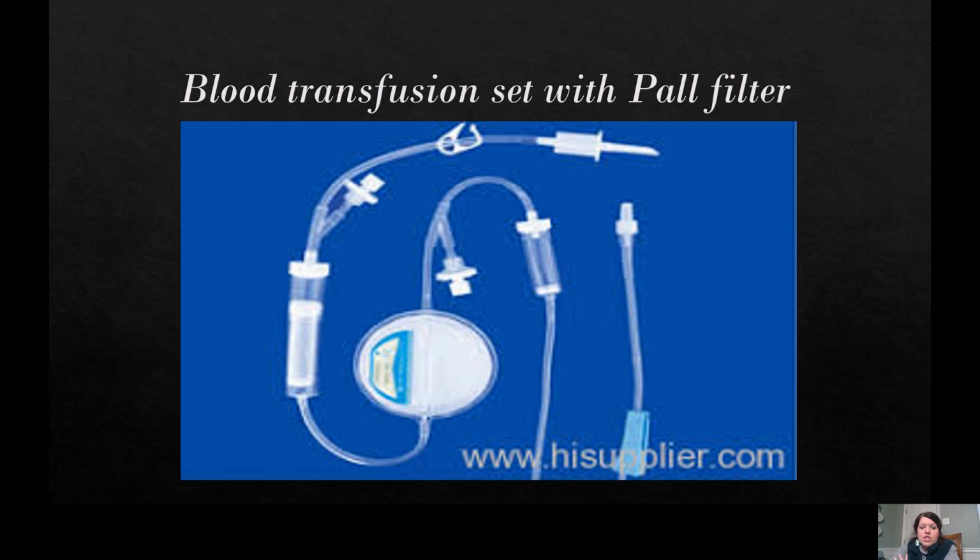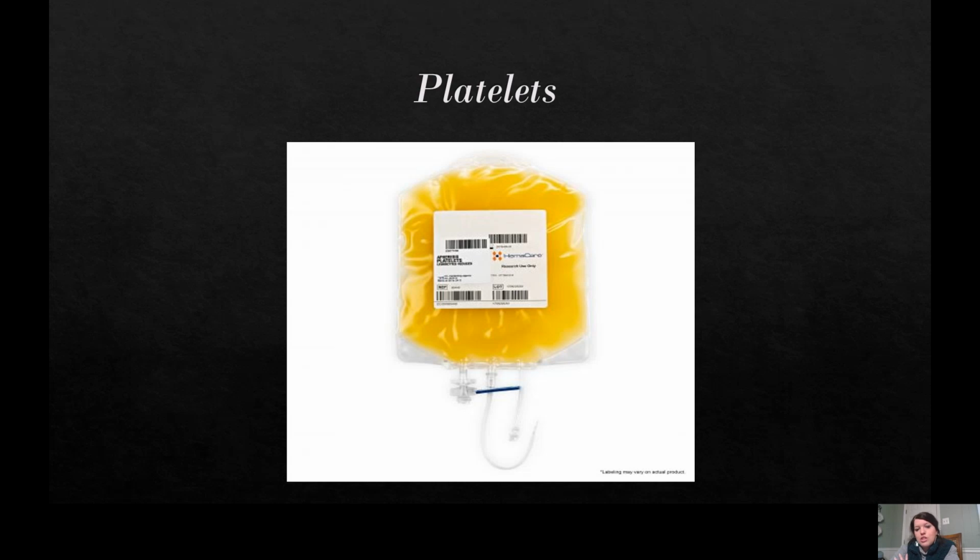And this is a blood transfusion set with the PAL filter. So this is the type of set that you would use. I know y'all saw the Y tubing that we gave for regular whole blood. This is what we would use for platelet administration. And platelets do look different than blood. They're not red. So this is what platelets look like.